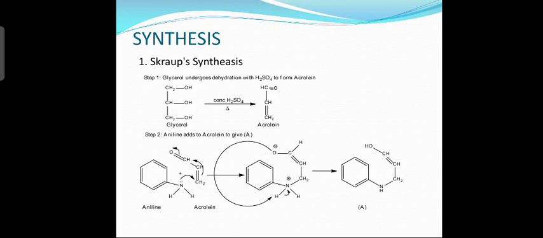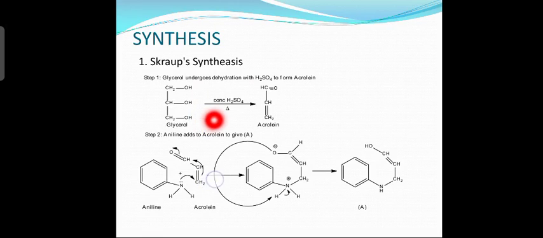So the reaction takes place in 4 steps. Now let us see step by step. What is the first step? In this first step, glycerol undergoes dehydration with sulfuric acid to give acrolein. You can see the molecular formula of glycerol. It is a trihydric alcohol. You can see 3 OH groups: 2 primary alcoholic groups CH2OH, and one secondary alcoholic group CHOH.